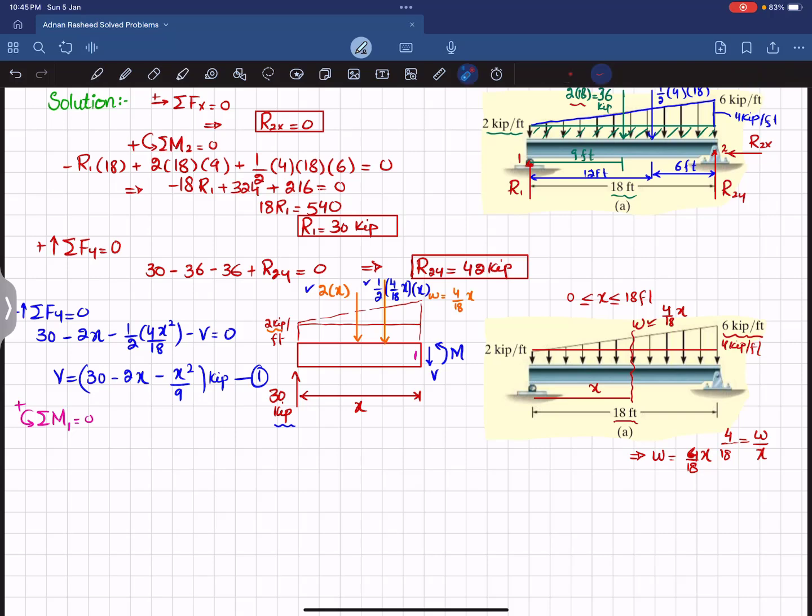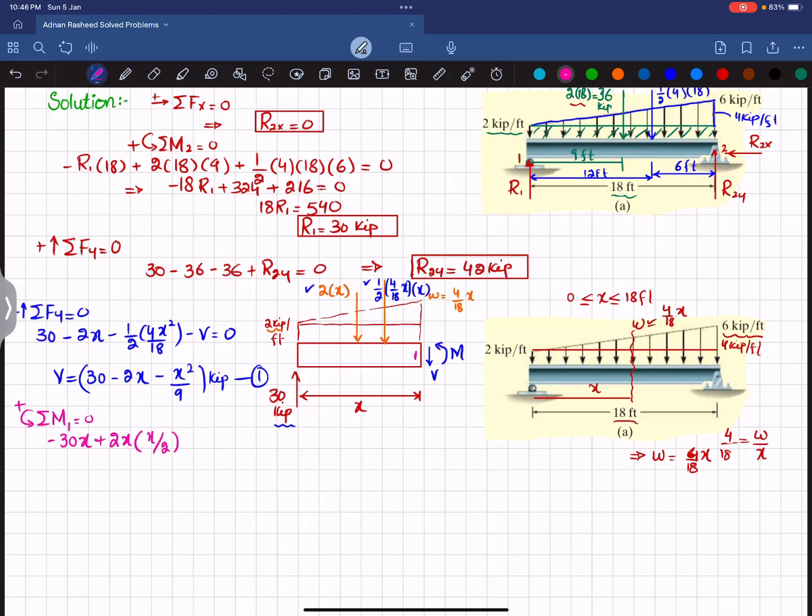So starting with the first load, which is 30 kips times x about point 1, it is producing clockwise moment, so it will be negative. So I can write minus 30 times x. The second load which is producing moment is 2x, and since this is a point load due to this distributed load, it will act at a distance of x by 2 from this point 1, and that is producing counterclockwise moment, so it will be positive. So I can write plus 2x, and the perpendicular distance is x by 2.